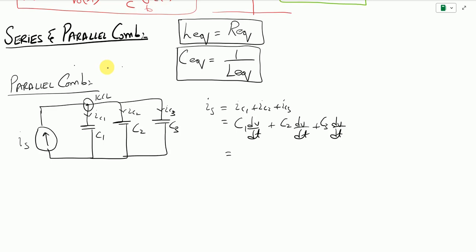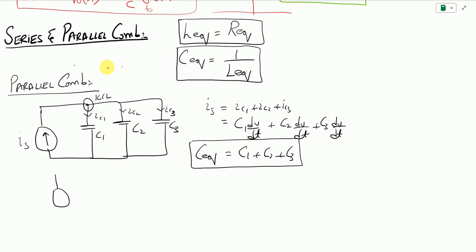So finally we can say that the equivalent capacitance in a parallel combination is the sum of all capacitors available, and this is opposite to what we saw in the inductor and resistor combinations. This circuit can be represented by a single current source and an equivalent capacitance over here. So this is what we got for the parallel combination. Okay, what about the series combination?